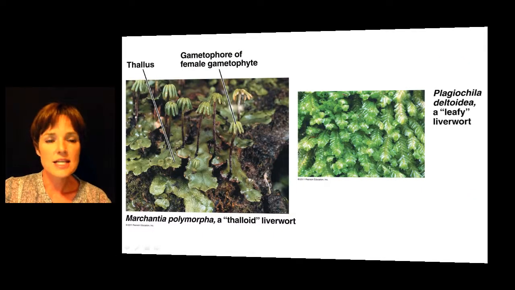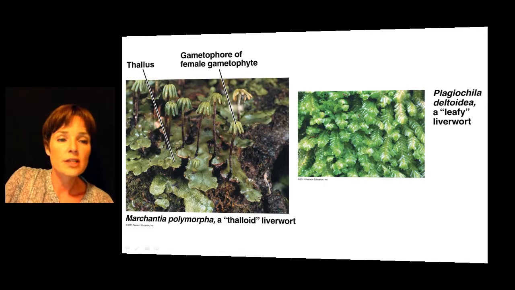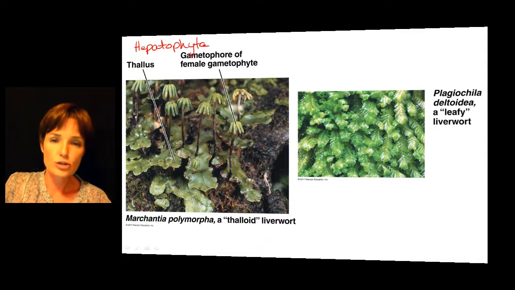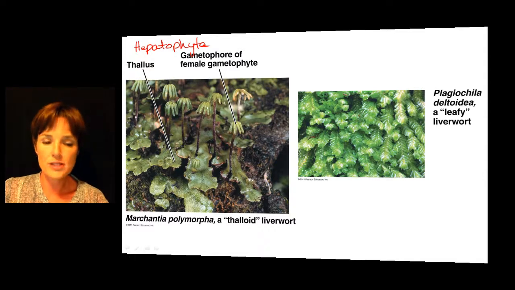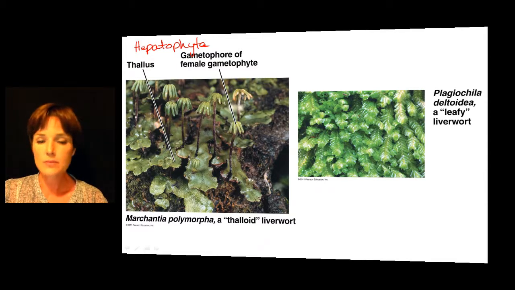On this slide, we're seeing some representatives from the liverwort group, and this is going to be Hepatophyta. We have two general structures to liverworts. We have the thalloid ones, which have more flat leaves that will stay very low growing to the ground. And then we also have the leafy ones, which you see on the right-hand side of this slide.